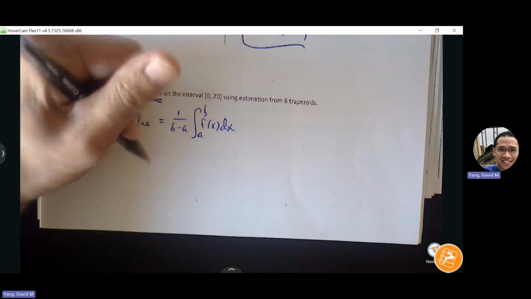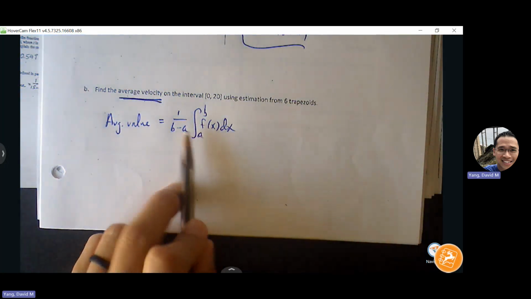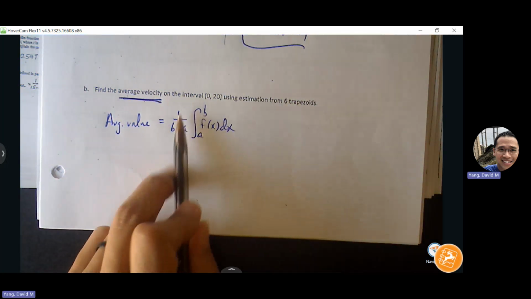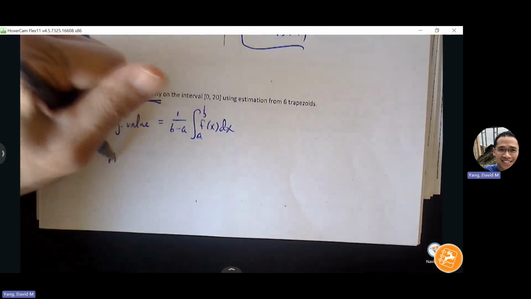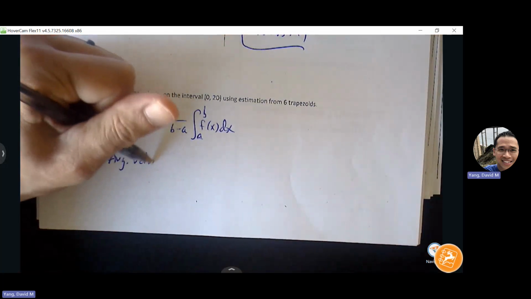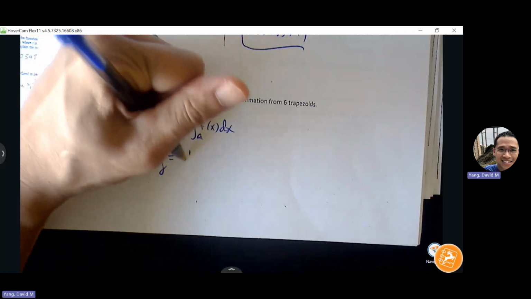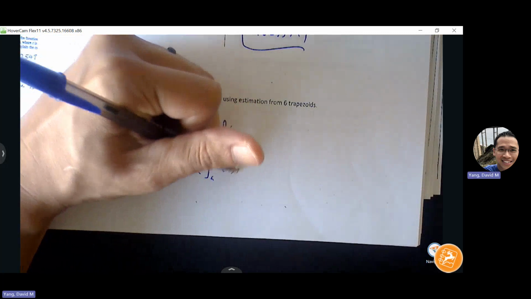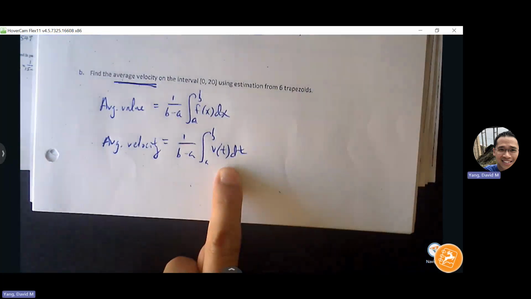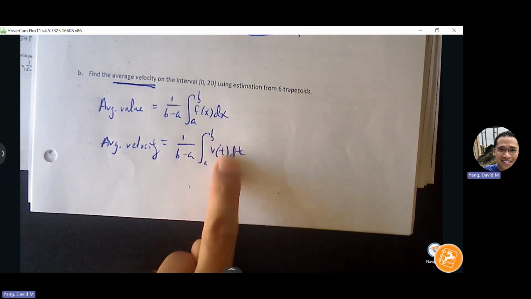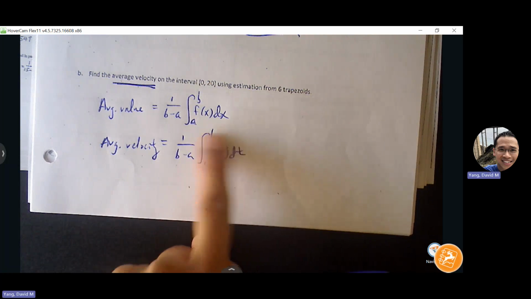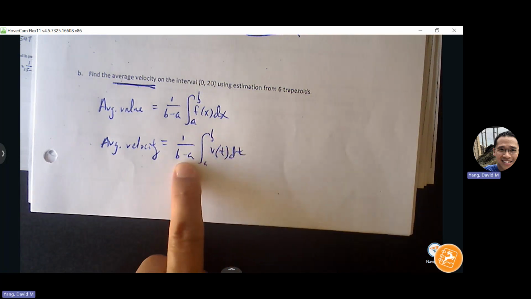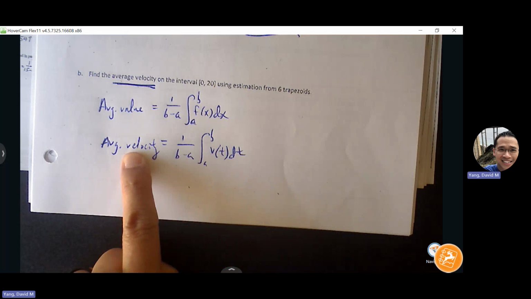So we can say, if average value is 1 over b minus a times the integral from a to b of f of x, then can I say the average velocity is just 1 over b minus a integral from a to b of v of t dt? Right, we accumulate all the velocities, we get position, change in position over the change in time will give us velocity, right?